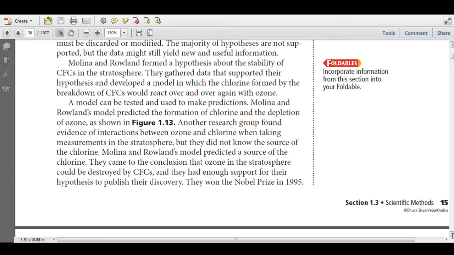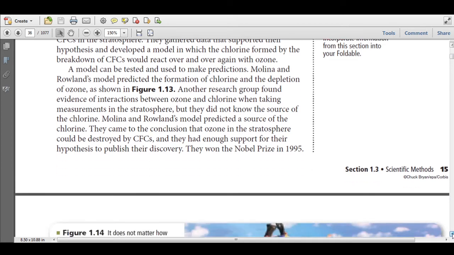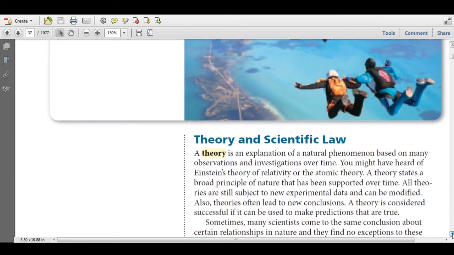Another research group found evidence of interactions between ozone and chlorine when taking measurements in the stratosphere, but they did not know the source of the chlorine. Molina and Rowland's model predicted a source of the chlorine. They came to the conclusion that ozone in the stratosphere could be destroyed by CFCs, and they had enough support for their hypothesis to publish their discovery. In 1995, they won the Nobel Prize.